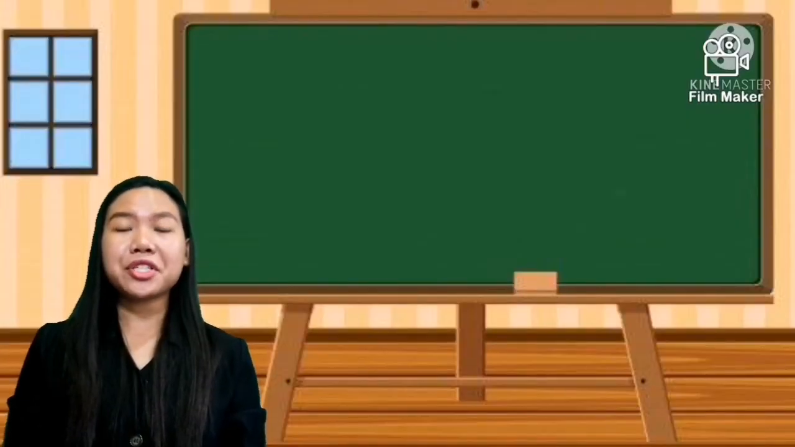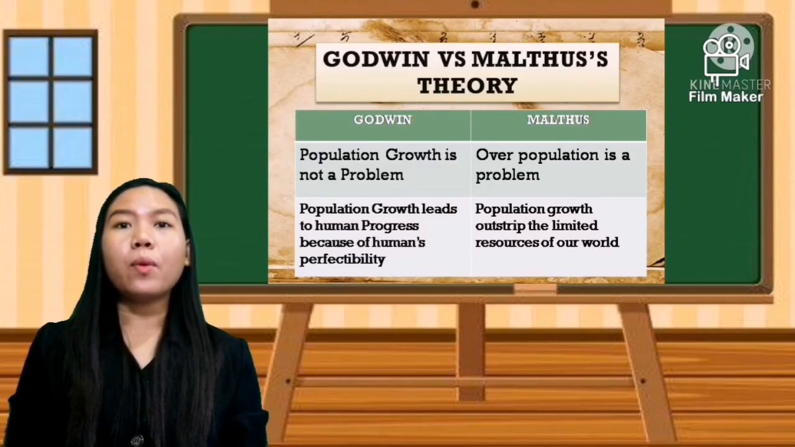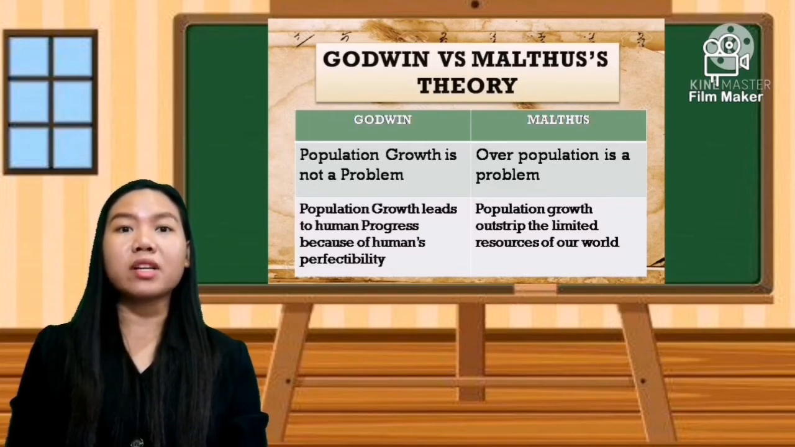Let's then now differentiate the concept of Godwin and Malthus. For Godwin, population growth is not a problem, while Malthus believes that overpopulation is a very big problem. Godwin believes also that population growth leads to human progress because of humans' perfectibility. In contrast, Malthus believes that population growth outstrips the limited resources of our world and reproduction should be controlled.